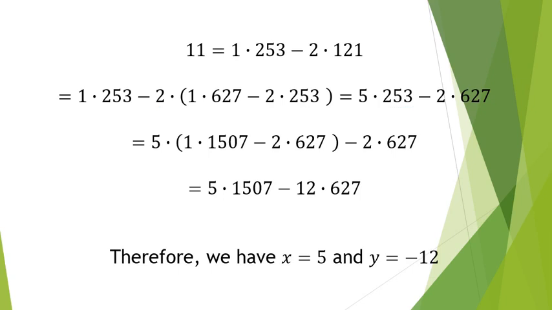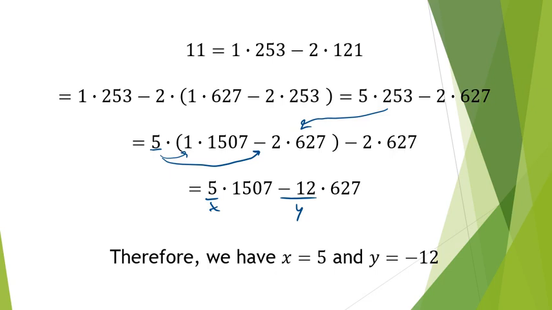And when you do that, there's your substitution happening there. Multiply the 5 into each of the numbers out front. Combine like terms. You have 5 1,507s and then -12 627s. So 1507 times x plus 627 times -12, or your y. So we have our x and y values. X is 5 and y is -12.